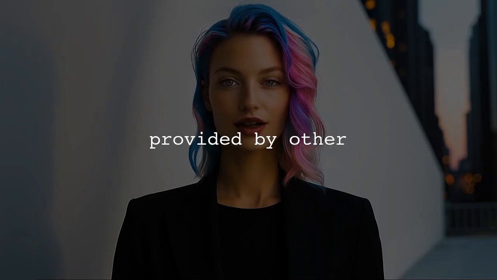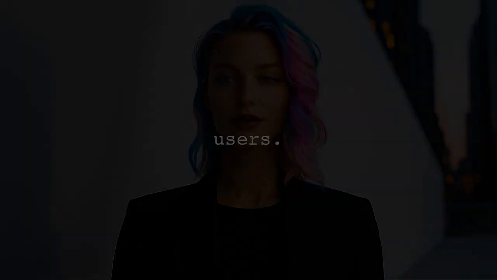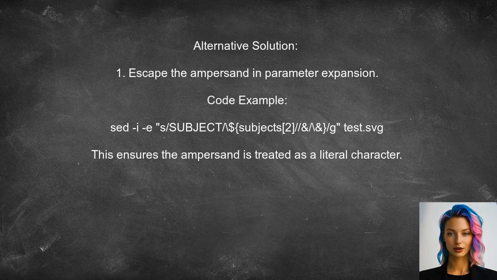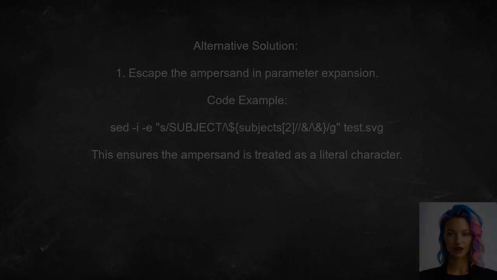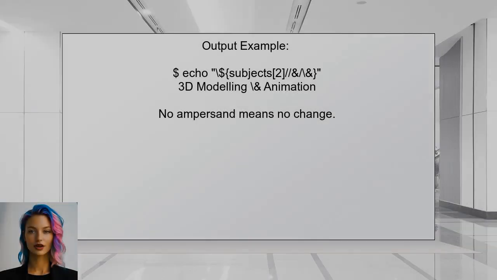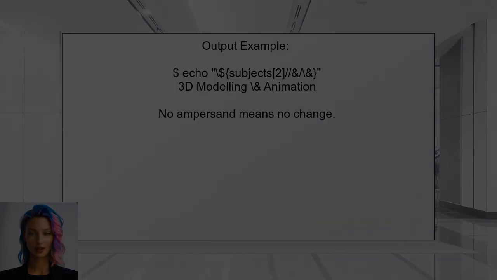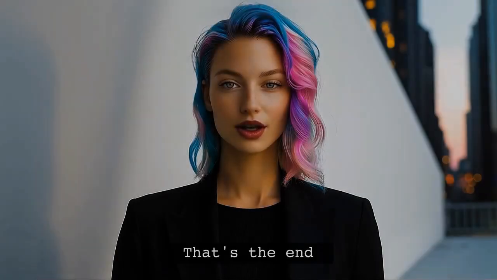Now, let's look at the answers provided by other users. An alternative solution provided by a user suggests escaping the ampersand in the parameter expansion. You can do this by modifying the sed command to replace the ampersand with a backslash followed by an ampersand. When you echo the modified subject, it will display correctly as 3D modeling and animation. If there is no ampersand, the output remains unchanged. That's the end of that answer.